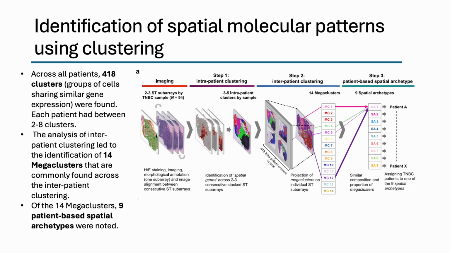So, identification of spatial molecular patterns using clustering. What they found was that across 92 patients, there were 418 separate clusters. Groups of cells sharing similar gene patterns of expression were found, and each patient had between 2 to 8 different clusters per tumor. The analysis of interpatient clustering led to the classification of 14 separate megaclusters that are commonly found across interpatient clustering. Of those 14 megaclusters, 9 patient-based spatial archetypes were noted.